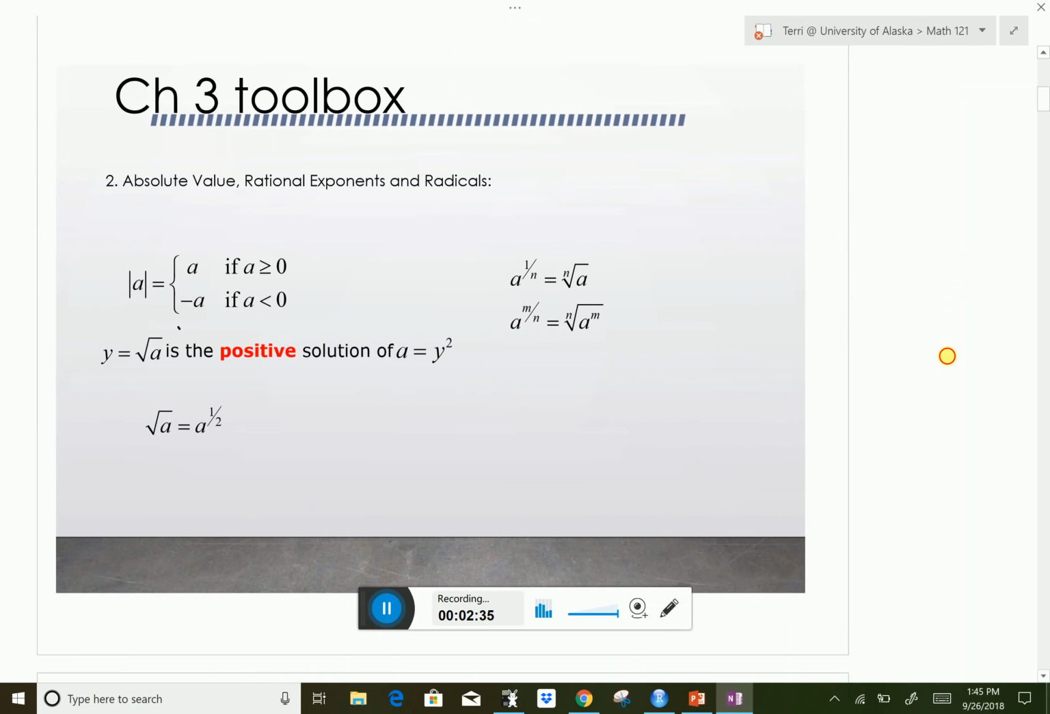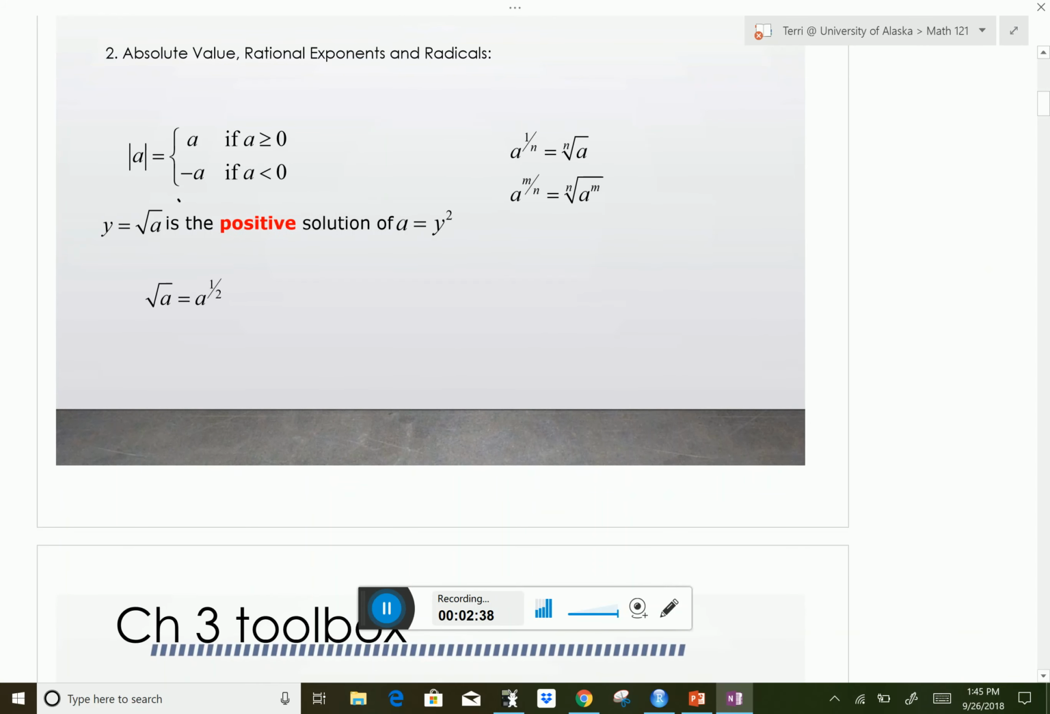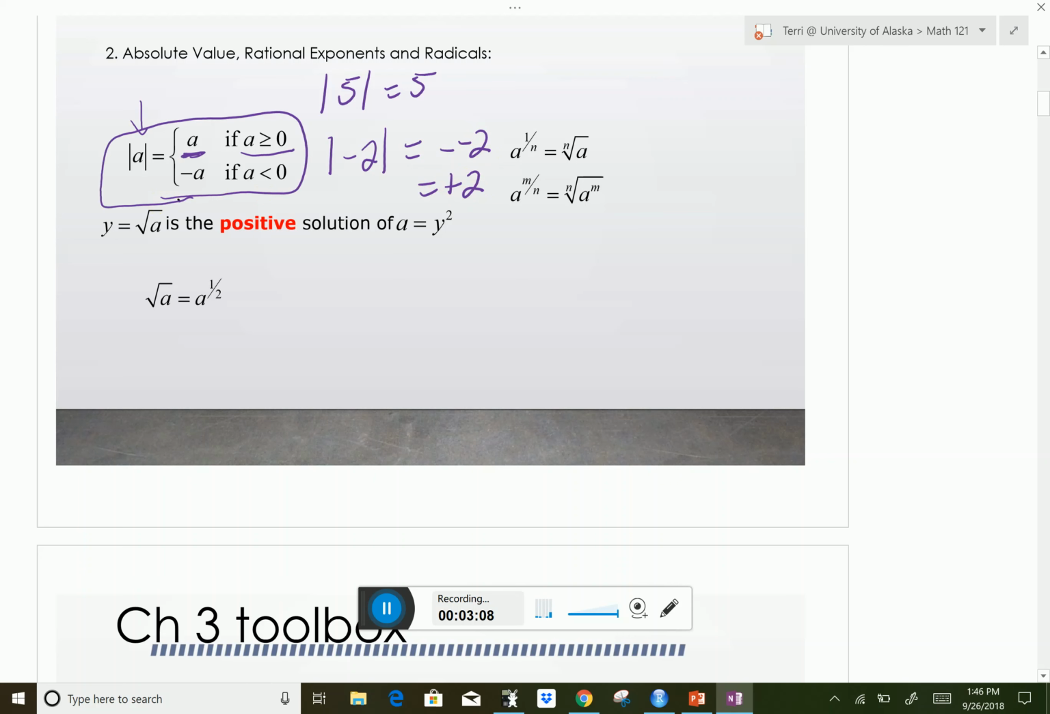A couple other things I want you to review is absolute value. The absolute value of a number is just the same number if the number's already positive. So the absolute value of 5 is just 5. But if the number is negative, so if a is negative 2, then the absolute value is negative a, which is negative of negative 2, which is positive 2. That's this definition, and that's how that works. So remember, when we do absolute value, we just take its sign off. Everything becomes positive.